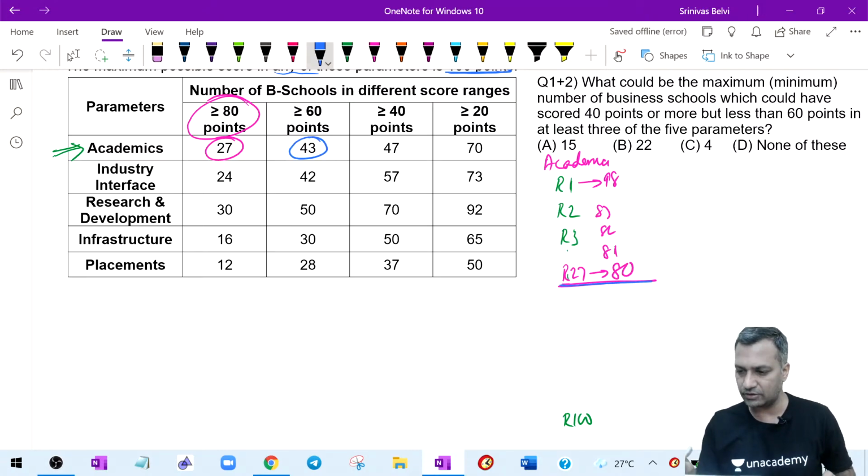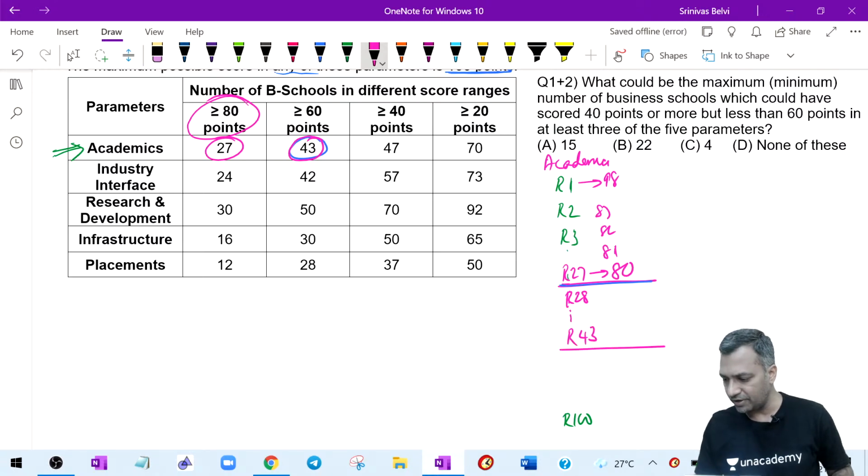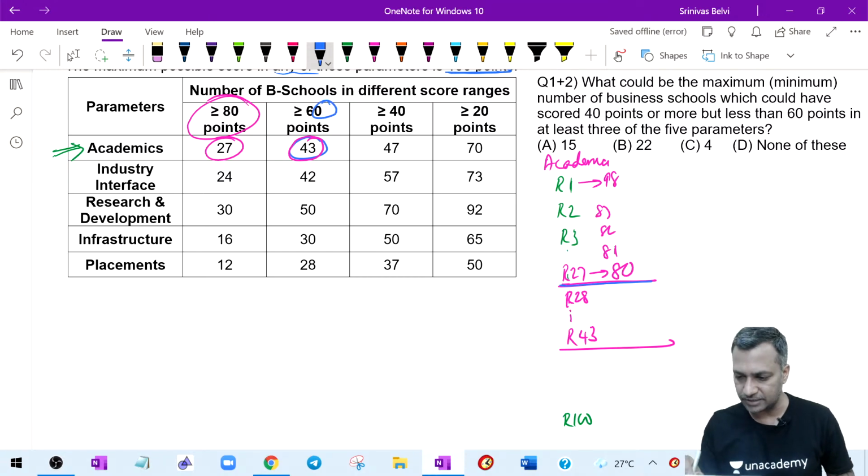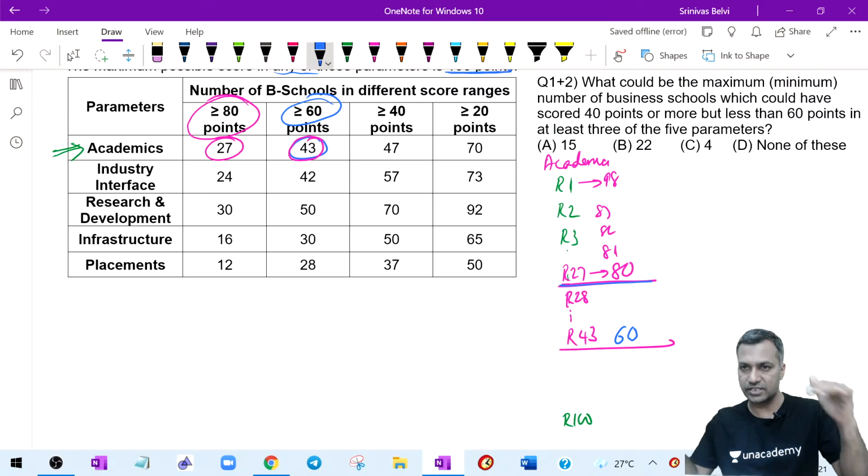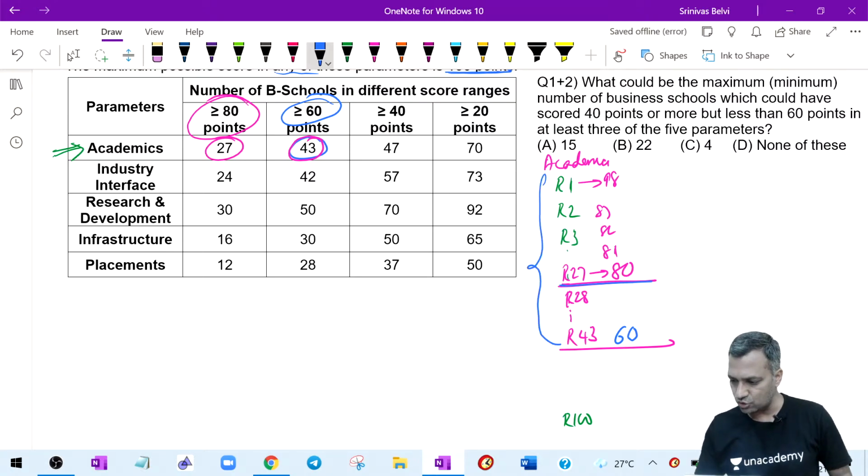Okay, what is this 43? Assume that you went from rank number 28 up to rank number 43. When you come to rank number 43, you find that the points have dipped to 60. The points have come down to 60 or more, which means up to 60. What are you trying to say? You are saying that there are 43 B schools which have scored 60 or more, 60, 61, 62, whatever it is, up to 98 or up to 100, whatever that particular score is.